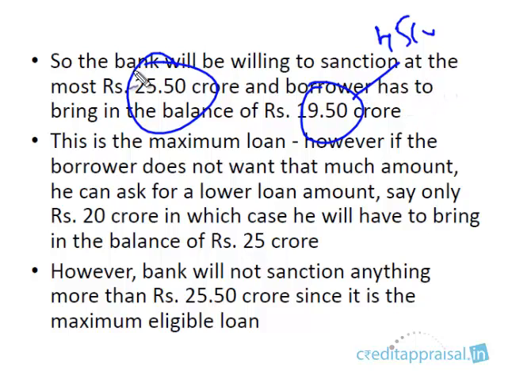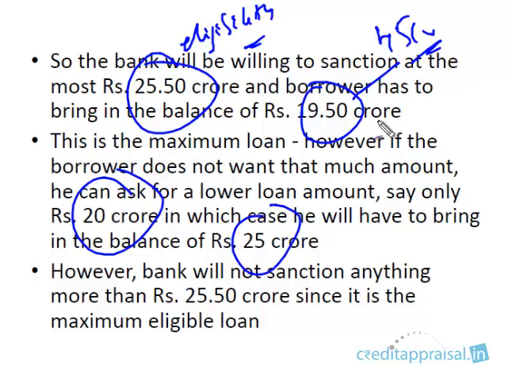Please note that this is the maximum loan. We are speaking of this as the eligibility. This is the maximum loan that is allowed as per the bank's policy. The company might actually choose a lower amount. Maybe it might not want to take this entire 25.5, maybe it will take 20 crores, and maybe the balance 25 crores it will bring in. That is perfectly all right. What we are saying is this 25.5 crores is the maximum eligible loan. The bank will not sanction anything beyond this.